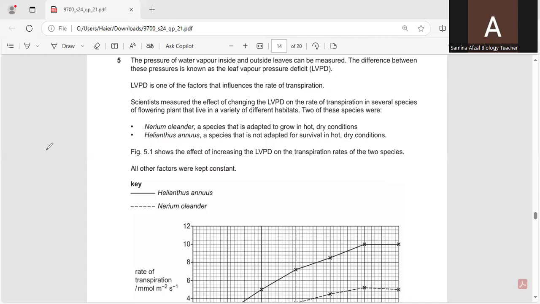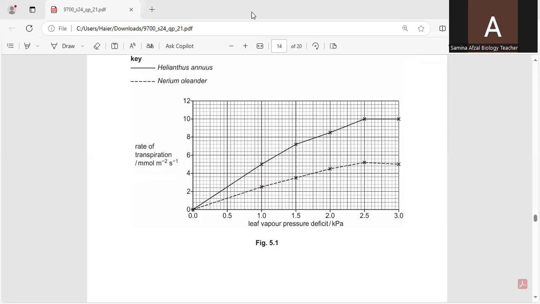So it shows the effect of increasing the LVPD, leaf vapor pressure deficit. Other factors were kept constant. There is a graph shown in the picture. You can see the dotted line shows the Nerium oleander and the straight line shows the Helianthus annuus.